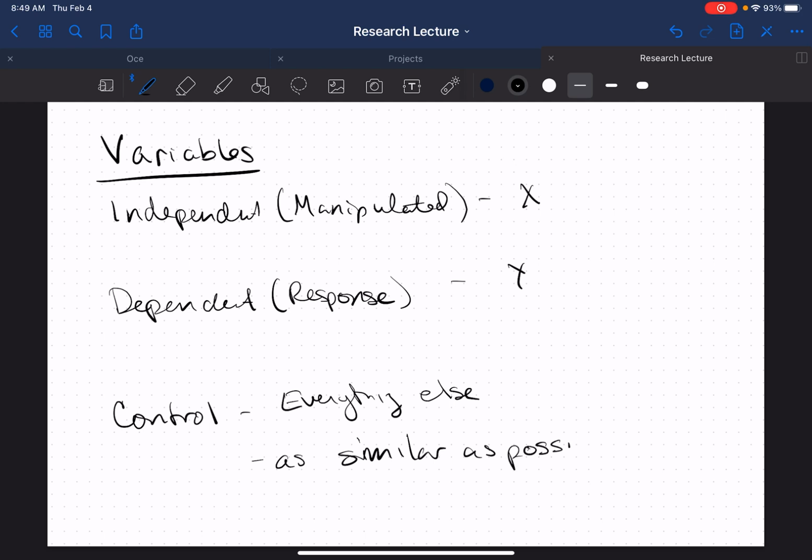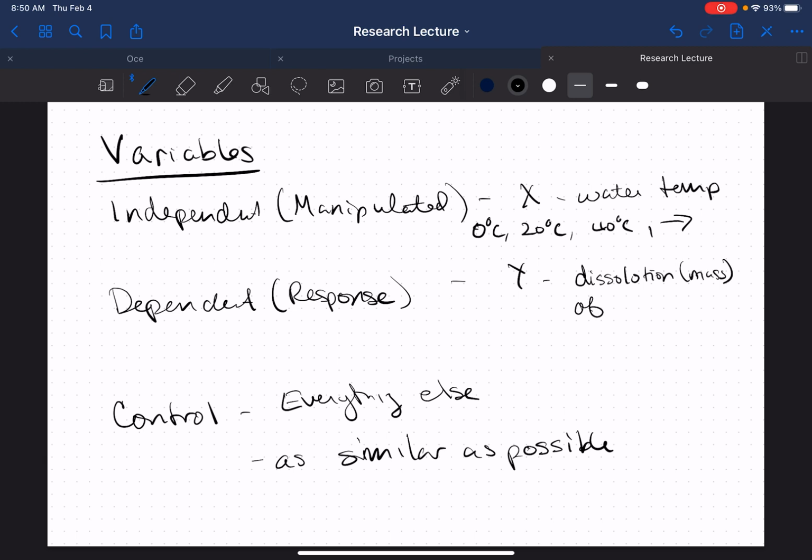So if we're going to use our silly experiment about warm water versus cold water, your independent variable is the water temperature. It's not warm or cold, it's just the temperature. And you can have more than one independent variable. As a matter of fact, a good experiment would have more than one. You wouldn't just have random warm temperature. You would have maybe several: 0 degrees Celsius, 20 degrees Celsius, 40 degrees Celsius, and so on, as many as you can stand. Then your response variable is how it changes, so dissolution by mass, maybe, of salt. How something responds is the dependent variable.